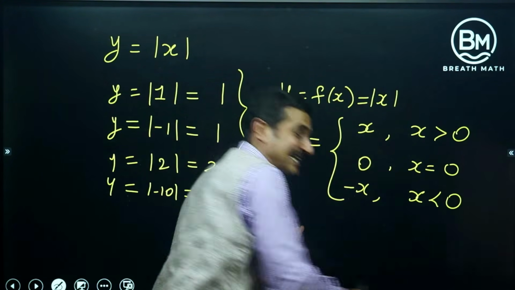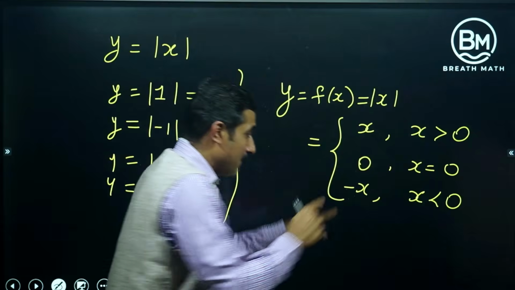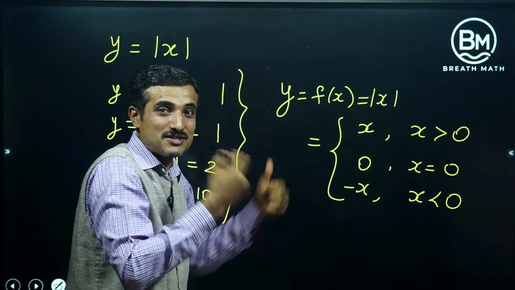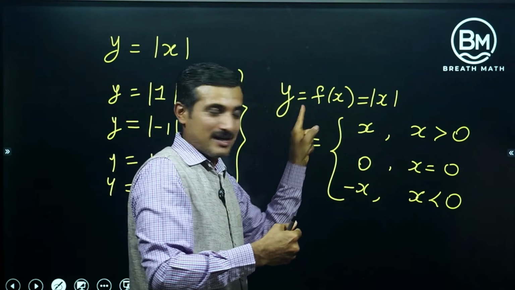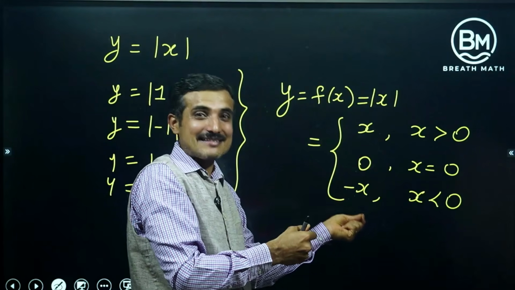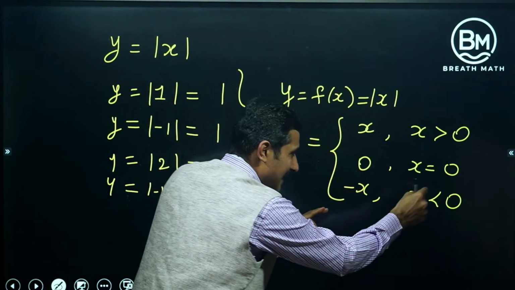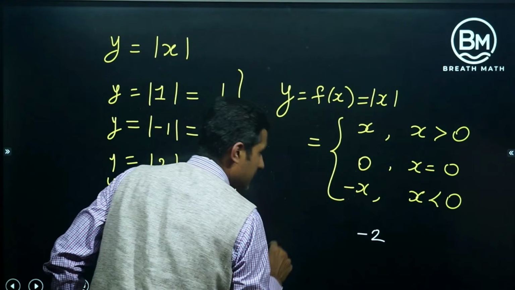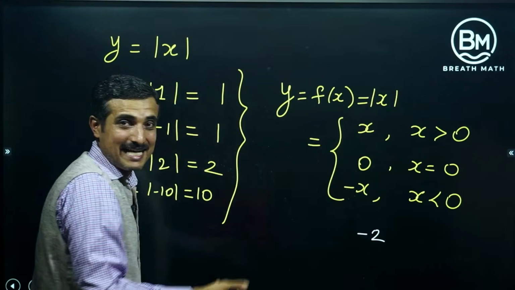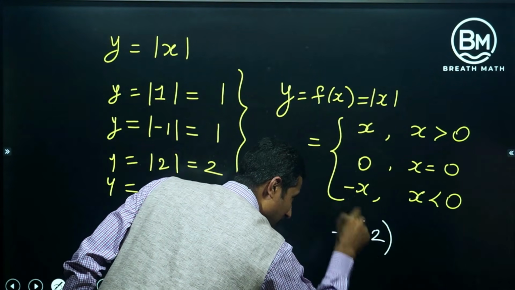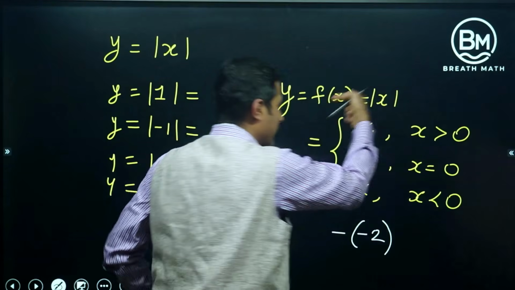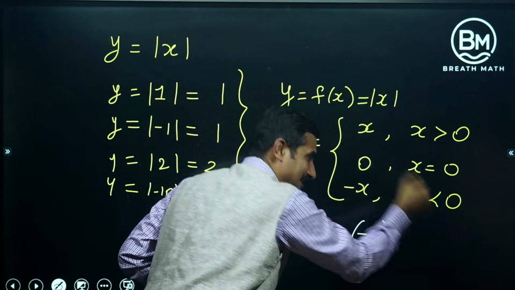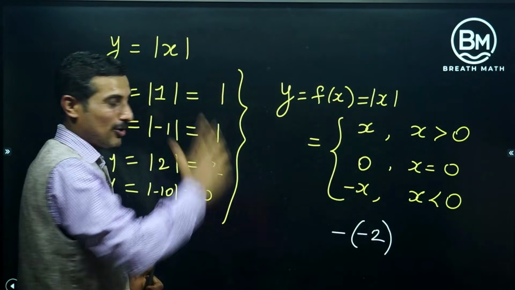But when x is negative, let's say minus 2, minus into minus 2 will give you plus 2. Y has to be positive, isn't it? To make y positive, here I should write negative x. If I write positive x here, x is negative, isn't it? So minus 2, if y is minus 2, then y becomes negative. That should not happen. So minus of minus 2 is going to give you a positive value for y. That is the reason we always write minus x for all x less than 0. So this is the definition of modulus x.